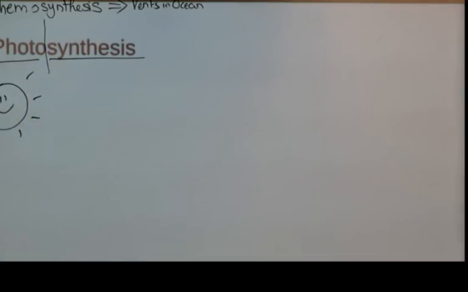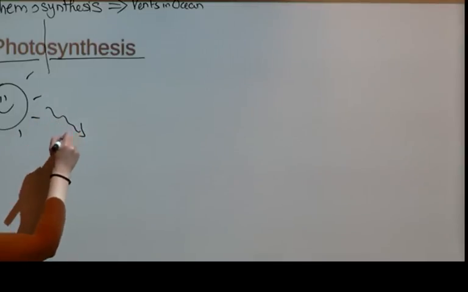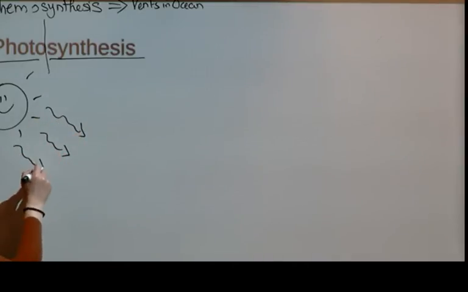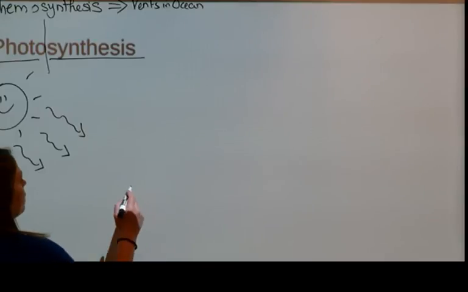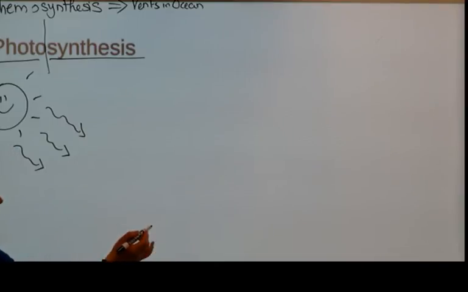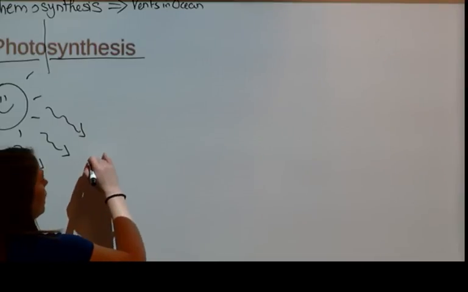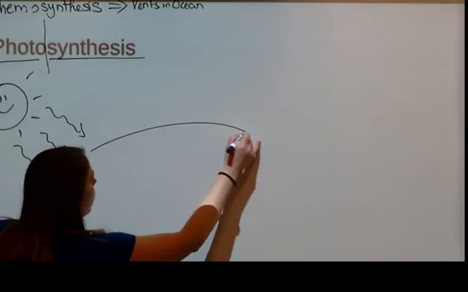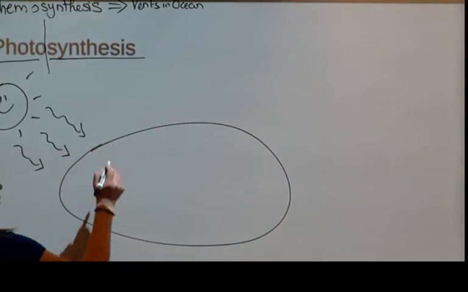Okay, so we got the big old sun and it sends down its little UV rays. UVA, UVB, UVC, ultraviolet, all different sorts of stuff coming down from the sun. Okay, and when we get to our plant, we're hitting our big old leaf, right? And so we have our big old leaf and we have our big old chloroplast that everybody wants to see.